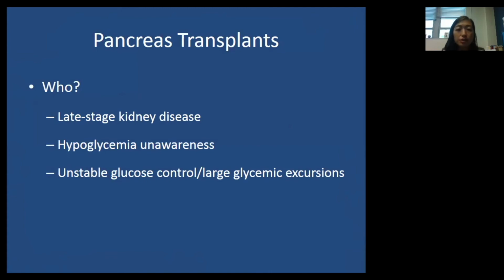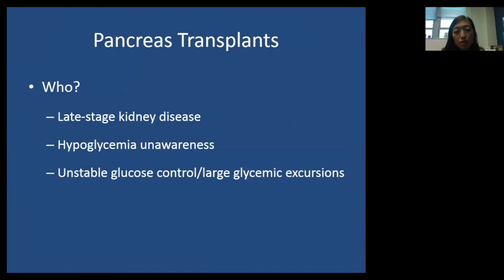So we'll move on now to transplants. So who is eligible for pancreatic transplant? Typically, this is kind of our last-ditch effort in trying to control a patient with type 1 diabetes. We generally don't recommend doing pancreatic transplants by itself, but to do them together with kidney transplants.